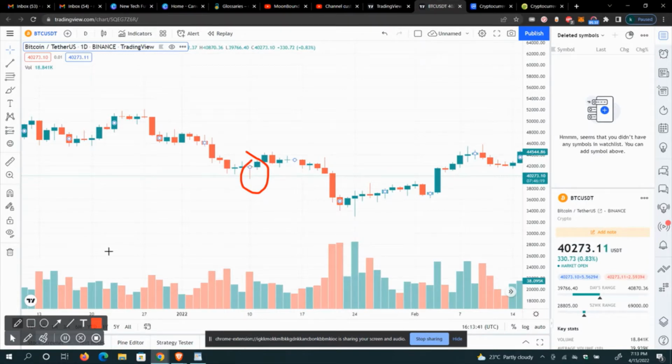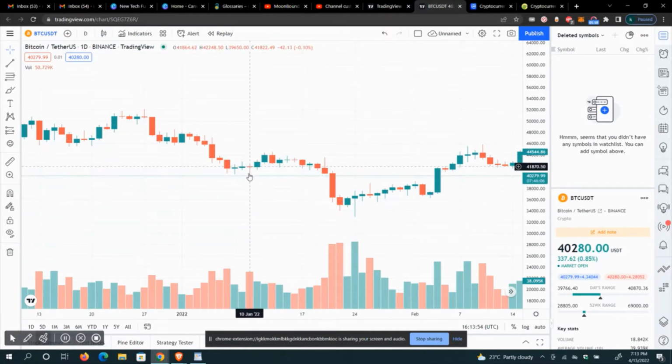So once you see the sign here, it simply means it's a doji, the sign that looks kind of like a cross or a sword. That is what a doji simply means.